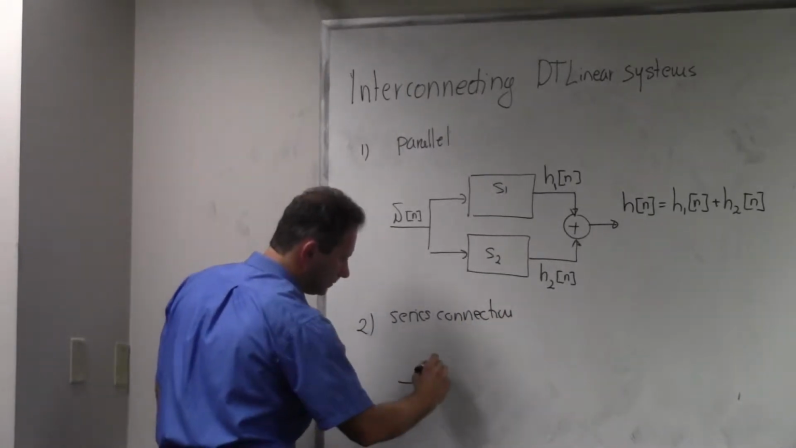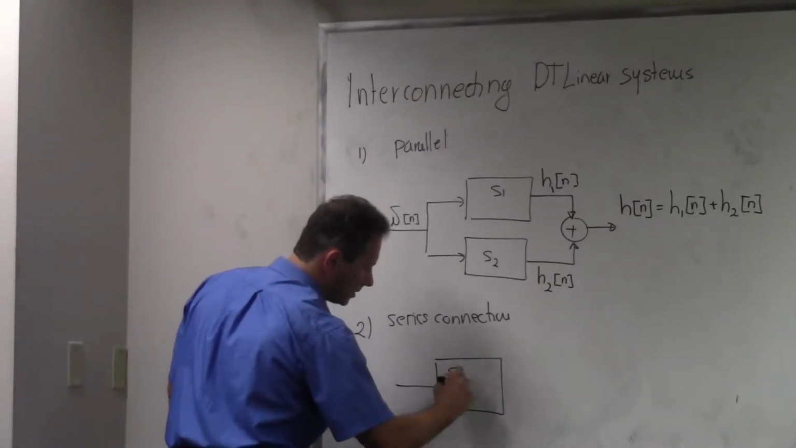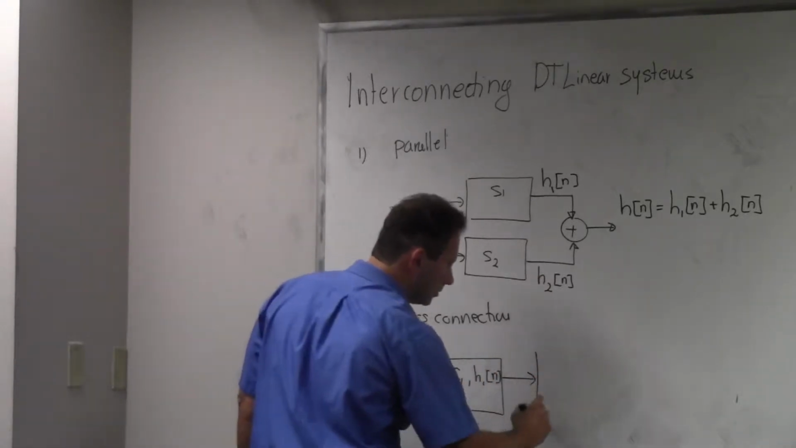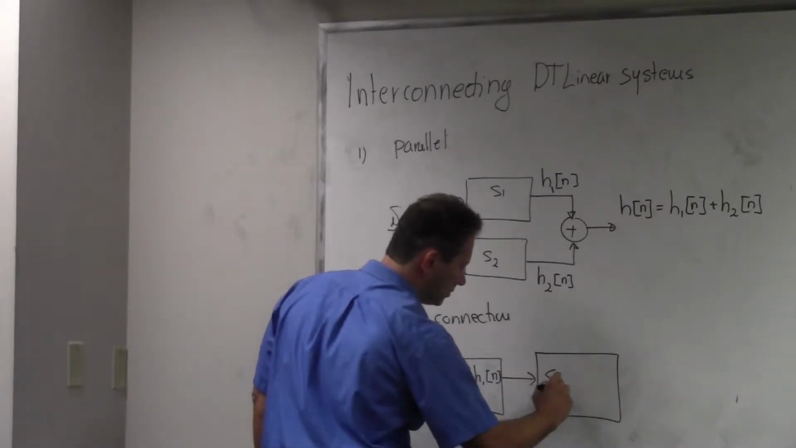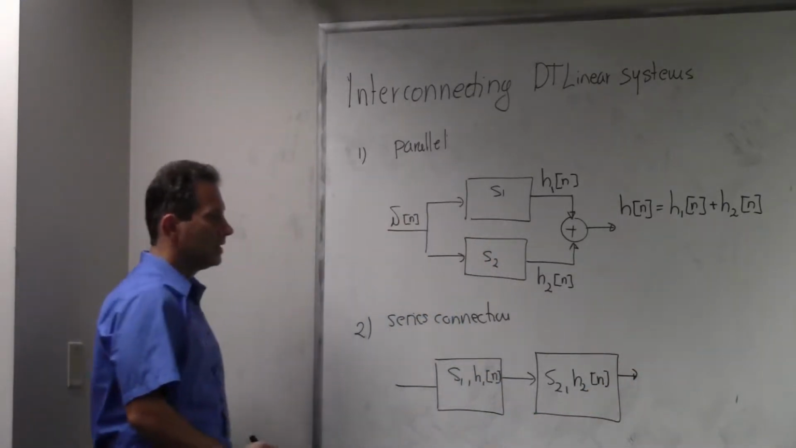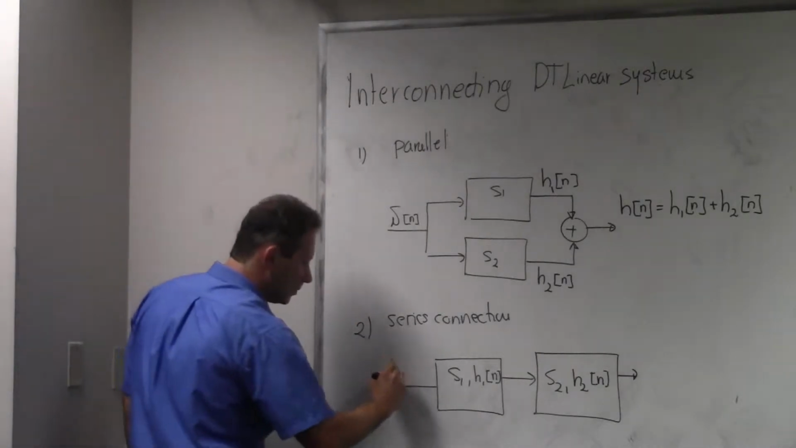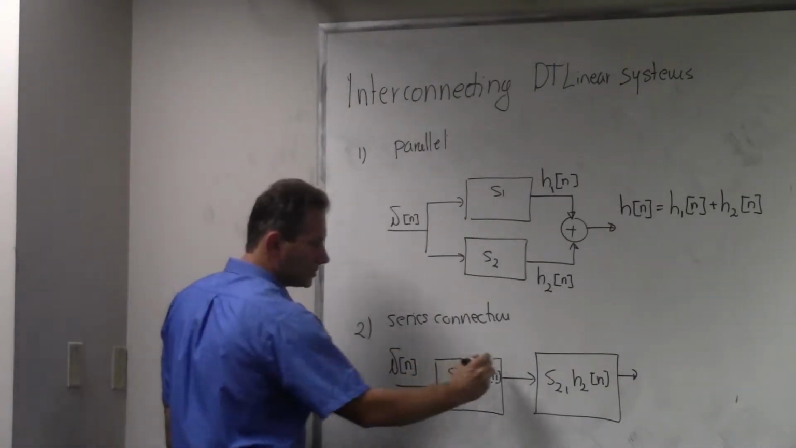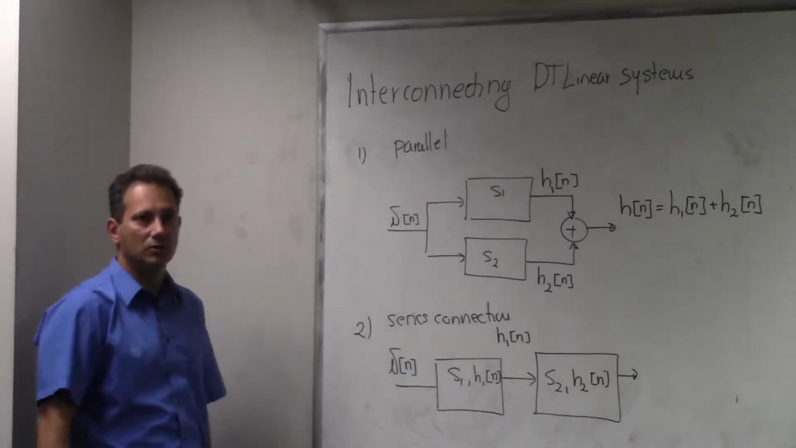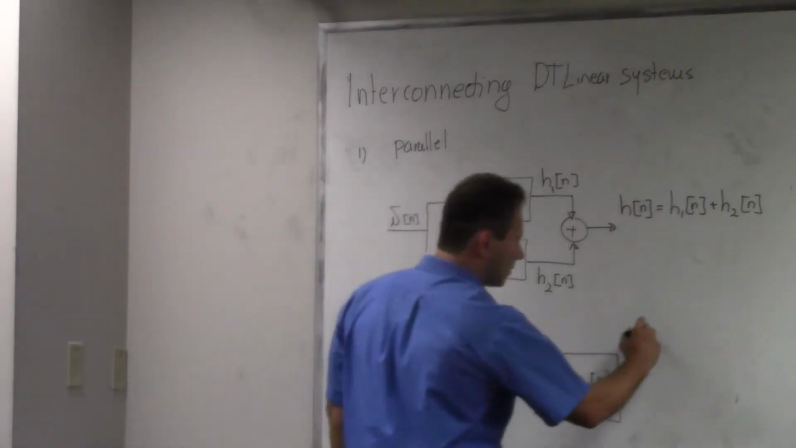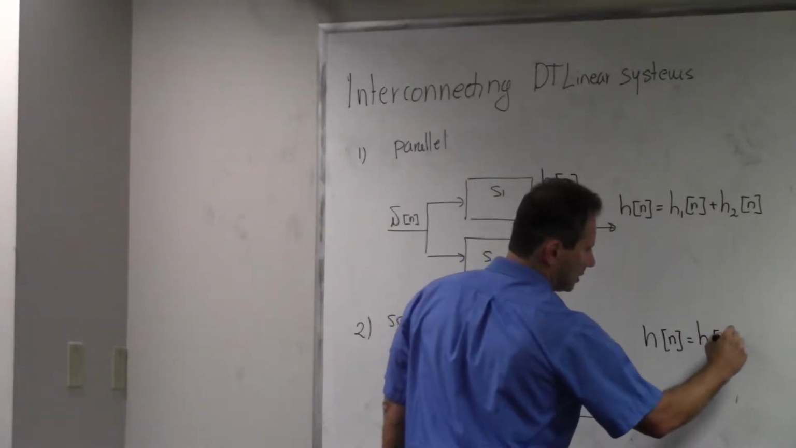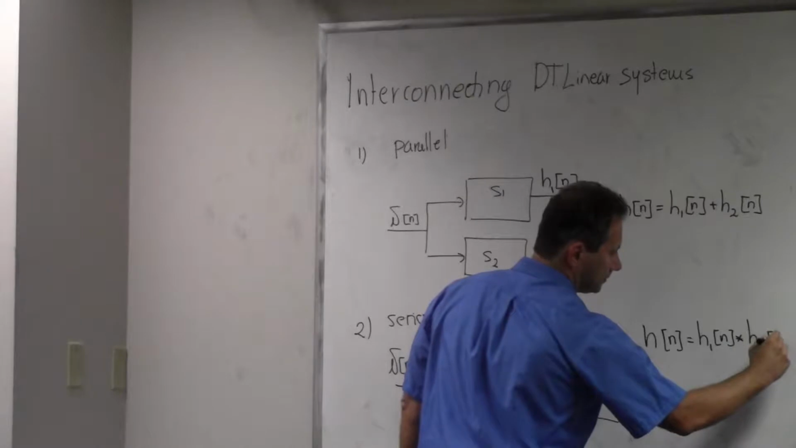The second way we can connect two systems is in series. In this case, you have system S1 with an impulse response h1 of n. And then you lead the output of this system into the input of the second system S2, that has an impulse response h2 of n. Now, let's present a delta pulse to this one. If you put delta of n here, what comes out of this one? h1 of n. But then h1 of n acts as an input into h2 of n, so you get that the overall impulse response of this is h1 of n convolved with h2 of n.